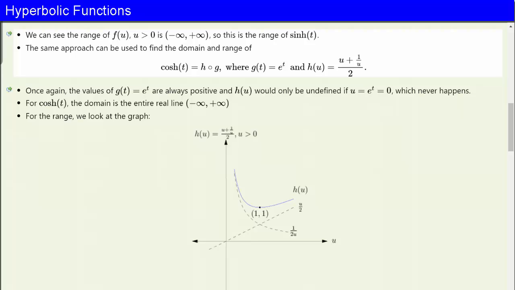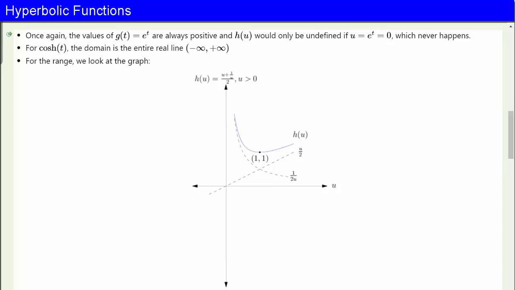We can use the same approach to find the domain and range of the hyperbolic cosine, cosh t, which can be thought of as h composition g, where, as before, g of t is the exponential function e to the t, and h of u is the sum u plus 1 over u divided by 2. As before, you can see that the values of g of t are always positive, and h of u would only be undefined if u were equal to 0, which never happens. So, also for cosh t, the domain is the entire real line.